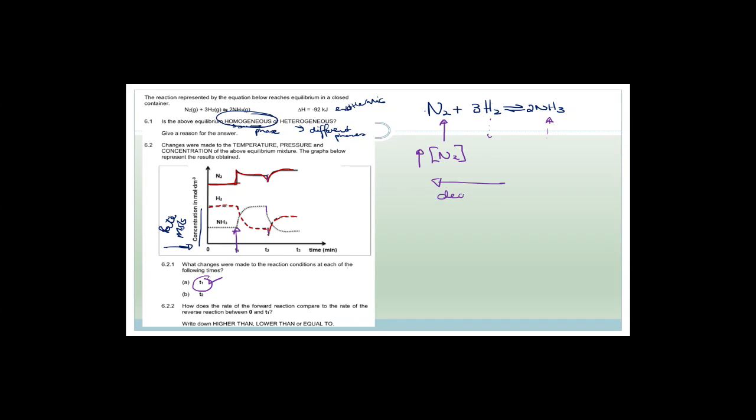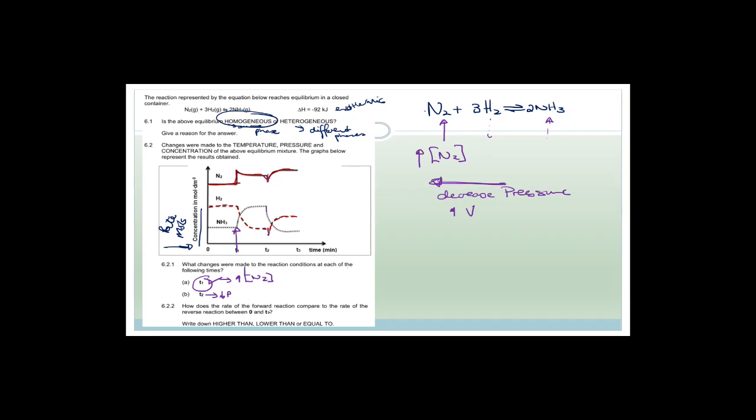So if we decrease the pressure, what are we doing? We are increasing the volume. Therefore, we are favoring the reverse reaction and we are making more of the reactants, and we are using up our products to do that, using Le Chatelier's principle. So yeah, there was a decrease in pressure. And what did we say? There was an increase in the concentration of the N2.